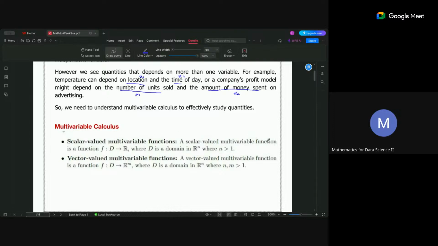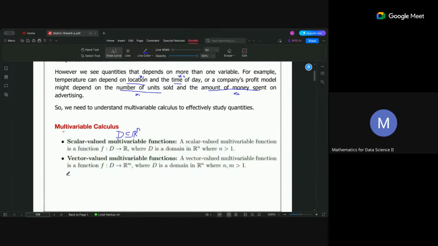A scalar valued multivariable function is a function f from D to R, where D is a domain in Rn. Okay, so in both these cases, your D is in Rn. Okay, so Rn means instead of just a scalar, you are having a vector now. Okay, and your n is greater than 1. Okay, and for scalar valued, your codomain is R. Okay, and for vector valued, you have the same f from D, where D is a subset of Rn, but now your codomain is Rm. In this case, you see n and m are both greater than 1. In the scalar valued case, only you have n, and that n is greater than 1.